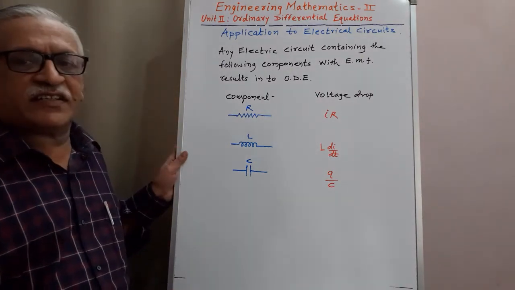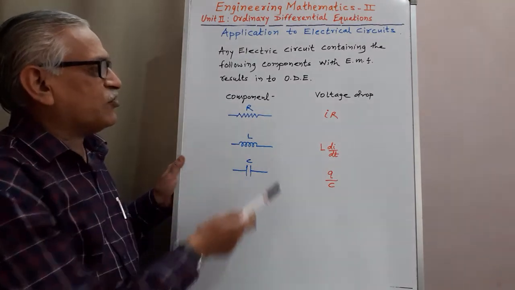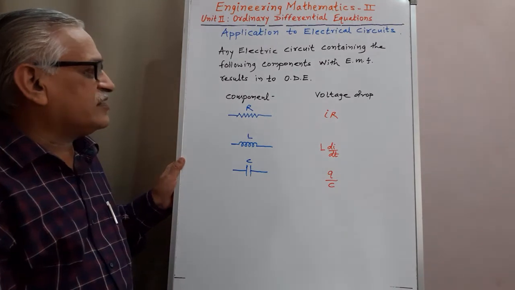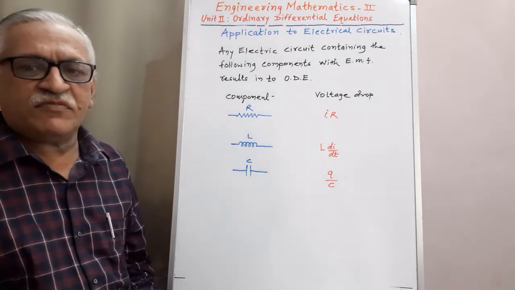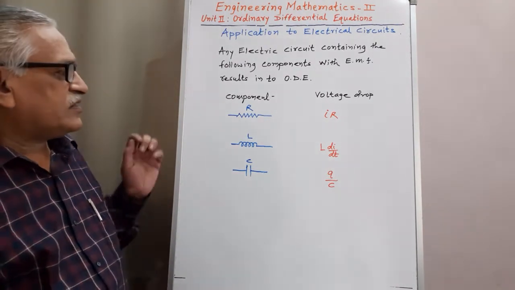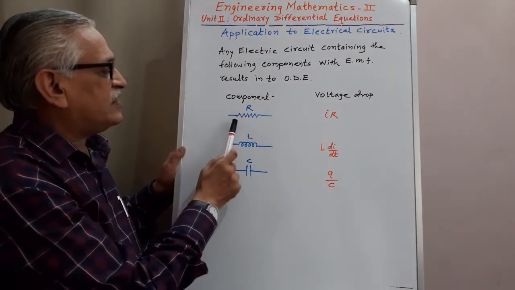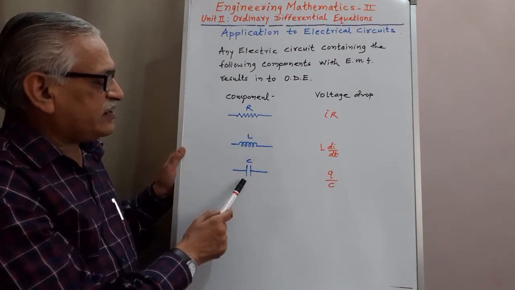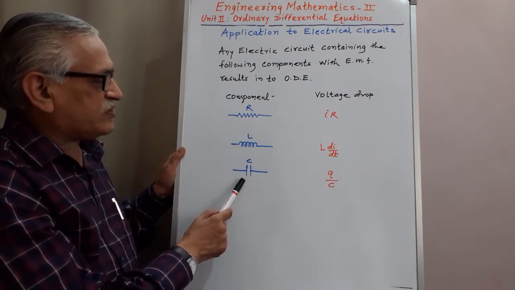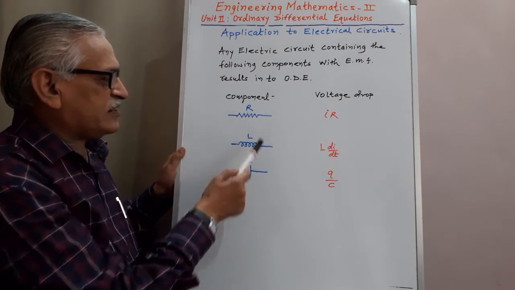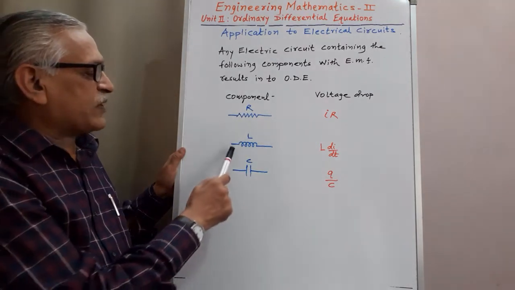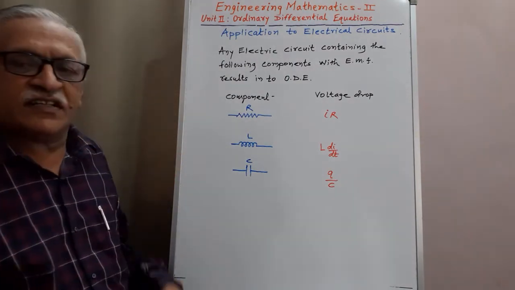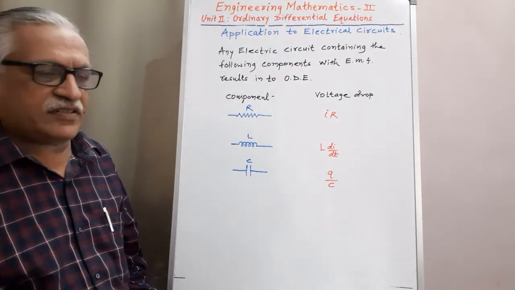Any electrical circuit containing the following components with some EMF results in an ordinary differential equation. Components are resistance, inductance and capacitance or capacitor. Capital R denotes the resistance, capital L denotes the inductance and capital C denotes the capacitor.